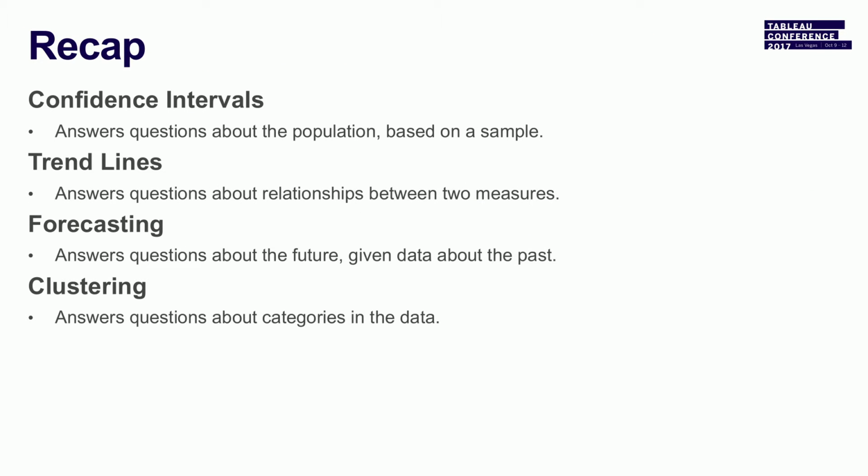So to recap, we talked about confidence intervals, which are good at answering questions about the population based on a sample. We talked about trend lines, which are good at answering questions about relationships between 2 measures. We talked about forecasting, which is good at answering questions about the future given data on the past. And we talked about clustering, which is good at answering questions about categories in the data. So go forth, use these features to answer a question that you have.